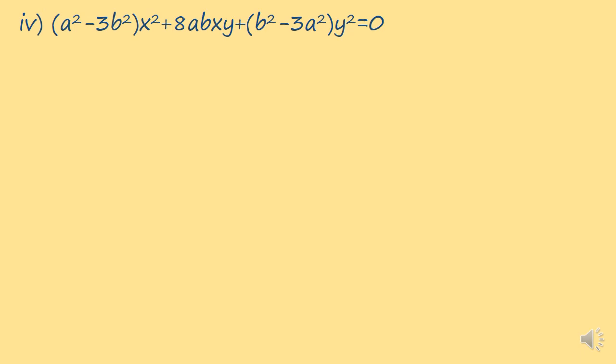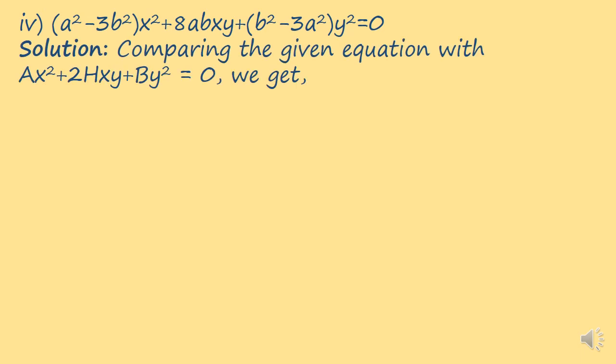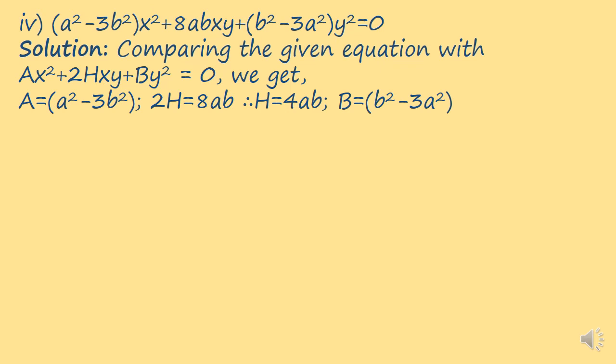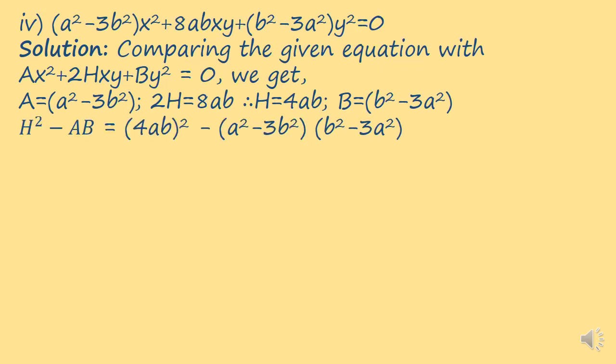Okay, so over here, again by comparing the given equation with ax square plus 2h xy plus by square is equal to 0. Observe that here in the general equation, we have used capital letters A, H and B so as not to get confused between the general equation and the given equation. So we get A as a square minus 3b square, 2H as 8ab, so H becomes 4ab, and B as b square minus 3a square. Now, it will be very confusing if you put the direct formula, that is if you use all these values directly in tan theta formula. So we calculate the terms separately.